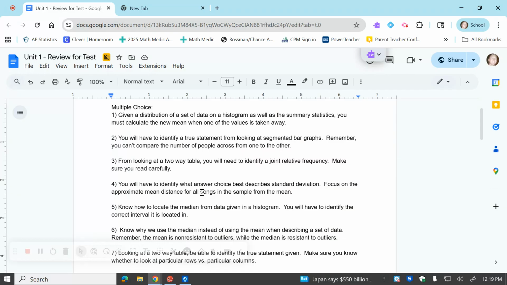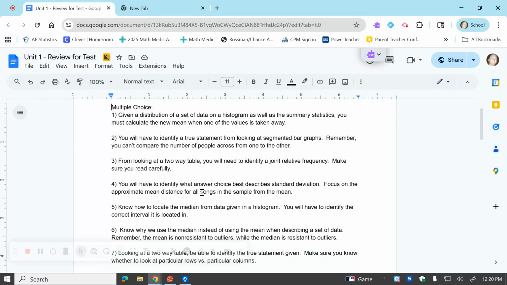Okay, you will have to identify a true statement from looking at segmented bar graphs. It's not going to be a mosaic plot. Okay, segmented bar graphs, all the bars are going to be the same width. Big thing to remember, you can't compare the number of people across from one to the other. Just because the percentages are the same doesn't necessarily mean that there's the same number of people. 10% of 100 is not the same as 10% of 150. Okay, so bear that in mind. We've done some examples of trying to figure out which of the following must be true. So read carefully on number 2, and you should be able to figure it out.